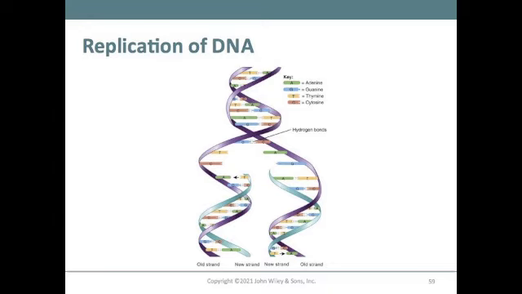So a couple things to notice here is that A always pairs with T and G always pairs with C. Also, there are 3 hydrogen bonds between G and C, and there are only 2 hydrogen bonds between A and T. So G and C create a stronger bond than A and T do.